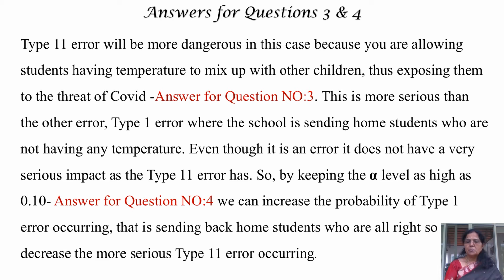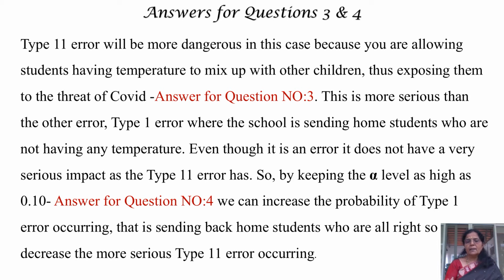And for question number 4, the answer is C. Let us see, what is the fourth question? It asks, what is the level of significance? What level of alpha will the school keep in order to prevent this more dangerous type 2 error from occurring? What will be your chosen alpha level?